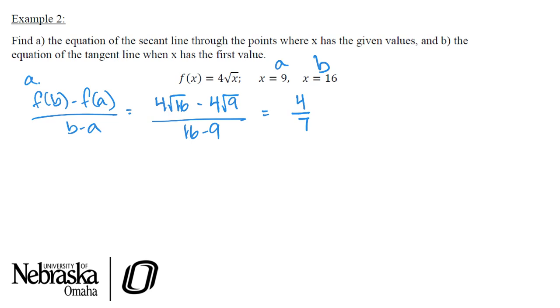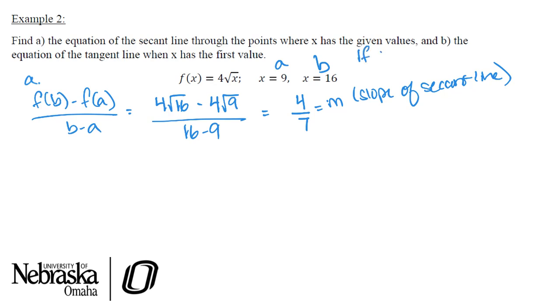So that is the slope of the secant line. Okay, this is the slope of the secant line. Now, if we go back and read the question, it says find the equation of the secant line. So right now we just have a slope, okay? So in order to find the equation of a line, we need an x and y value, right? Either of these values of x will work, okay? Because the secant line is going to go through both of these points.